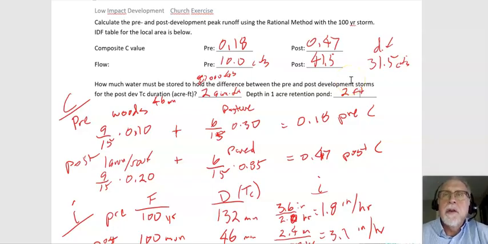So that's the rate control, the peak rate control. We can't let the post-development run off any faster than the pre-development. Now we're also going to have to cover our volume control, meaning we can't let the post-development volume be any more than the pre-development volume. To do that, we'll use the NRCS method. So that will be our next step.